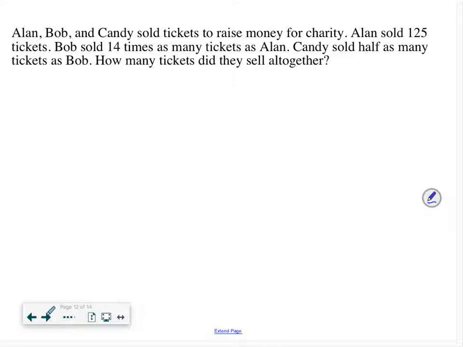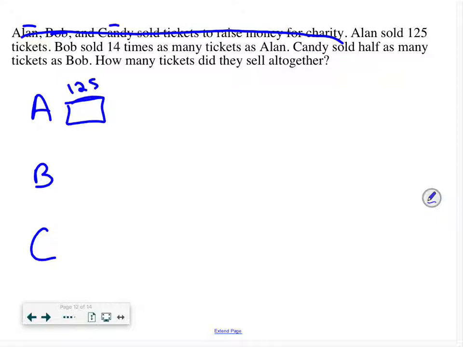Okay, so I'm going to stop. I have 3 people and they're selling tickets. I'm going to start from the beginning. I have Alan, Bob, and Candy. A, B, and C. They are selling tickets. Cool. Alan sold 125. I love that. They tell us exactly how many Alan has.